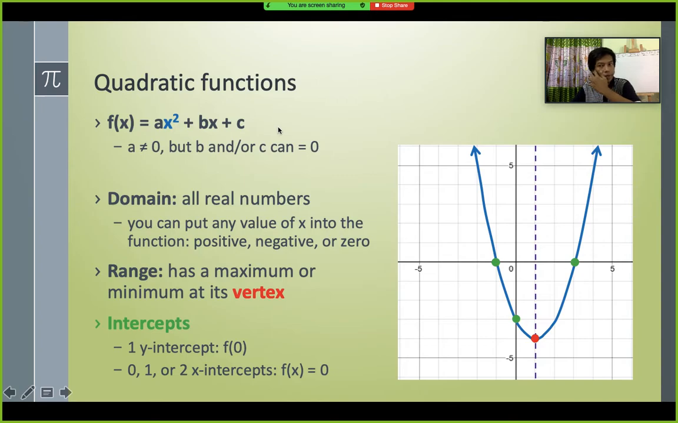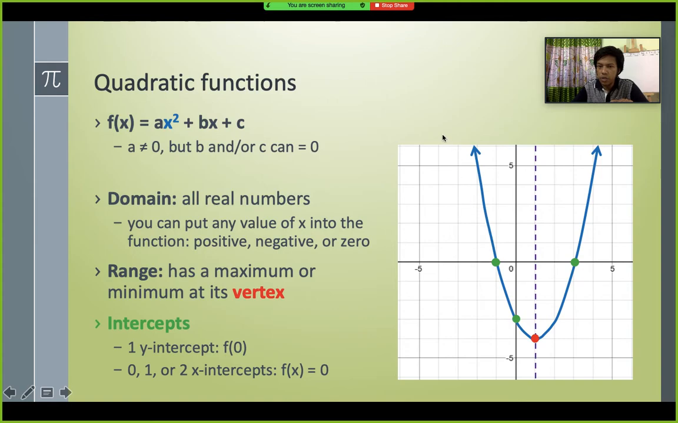This is a review of the quadratic function. This is the standard form, ax squared plus bx plus c, of the quadratic function. And for any quadratic function, what is the domain? The domain is all real numbers.